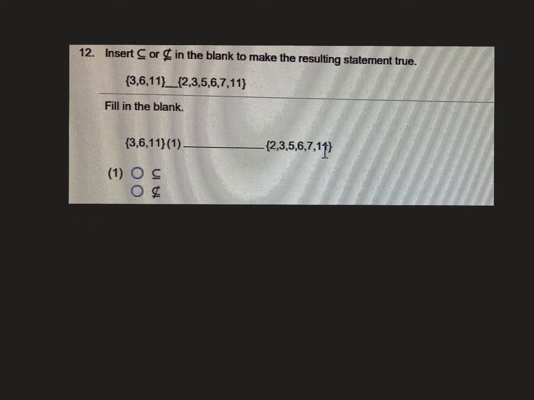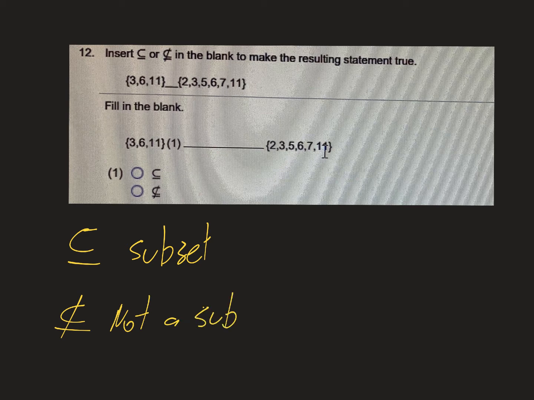Okay, now, of course, the notation for a subset, the sideways U or C with the underline under it, that is a subset. Okay, and then of course you put a slash through it to say that it is not a subset. So remember, a subset means that it is contained within the other set. So all of the numbers that we see here, 3, 6, and 11, must be in the right-hand side for this to be a subset.